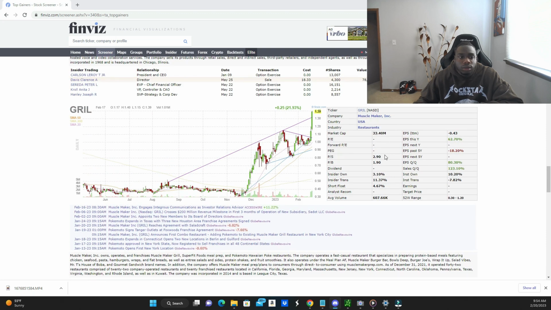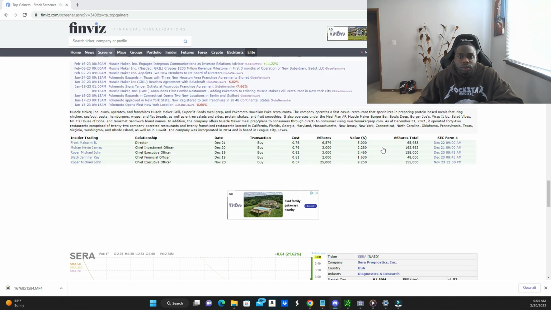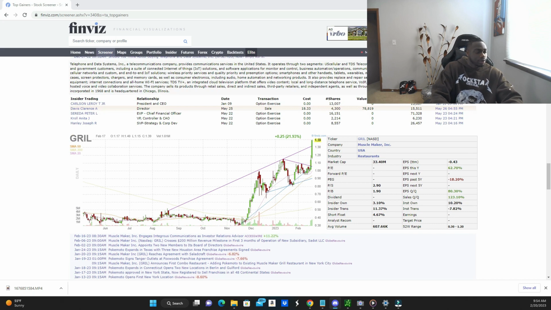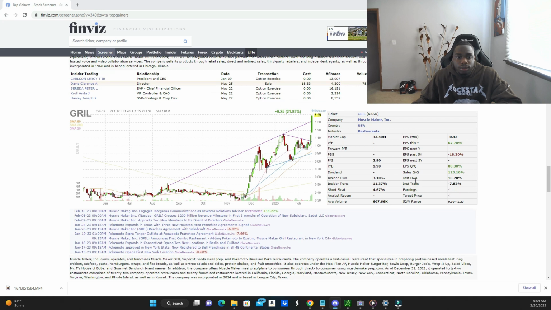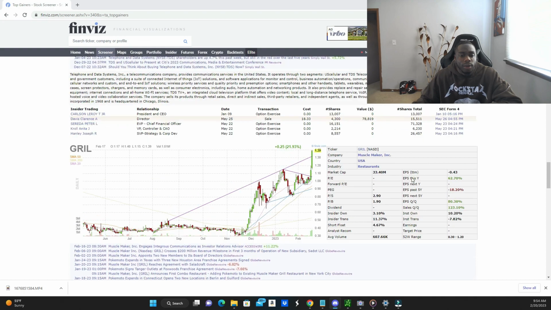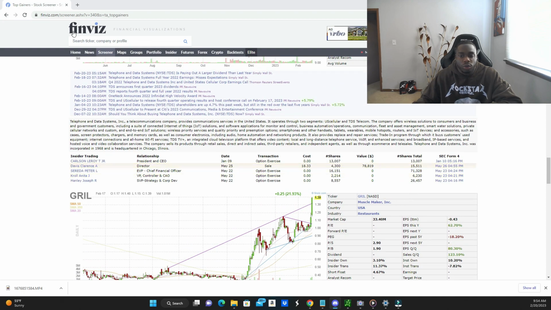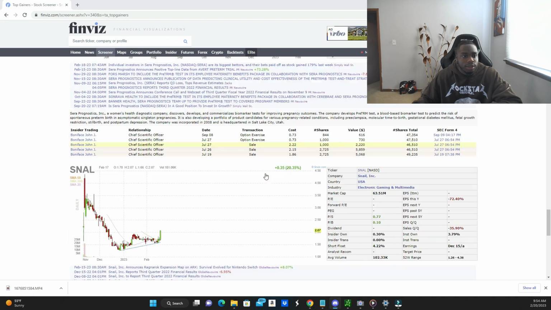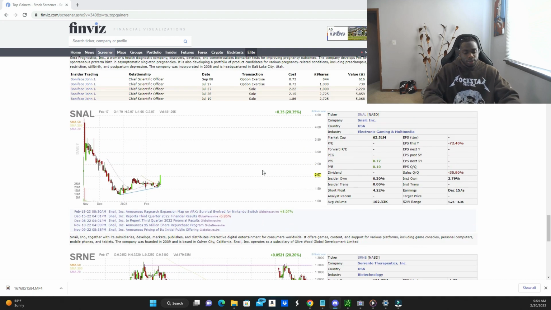Market cap. I would put that down as well. And then once I'm about done with going through this top gainers list, I put that down as well. SNL and SRNE.